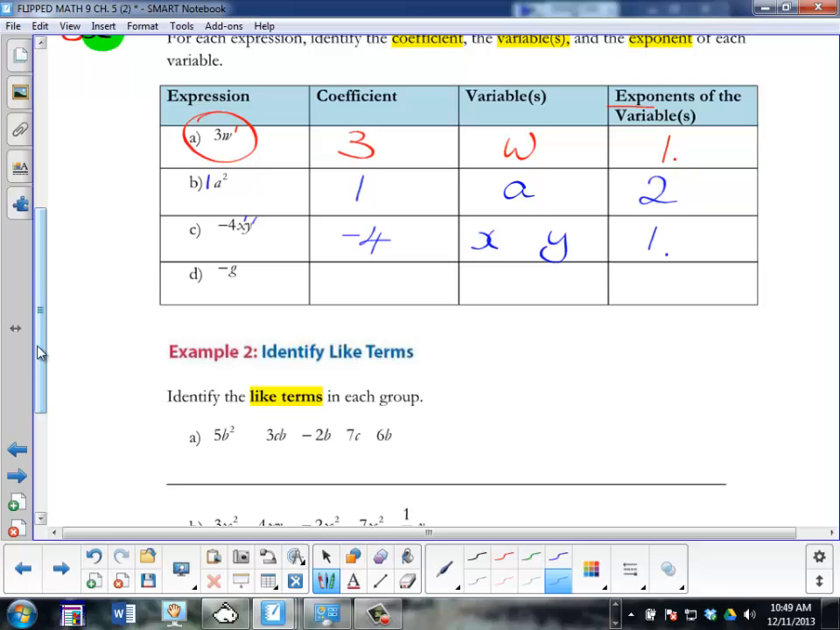Right, what about the last one here? We've got a minus g. All right, so first up, g is the variable, isn't it? And the exponent on the variable is a 1. Let's talk about the coefficient here. Don't see a number again, but we've got a negative sign. So that's like having negative 1 times g. So in actual fact here, the coefficient is negative 1.